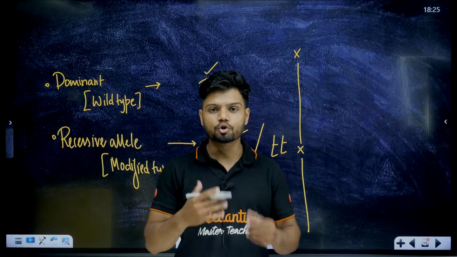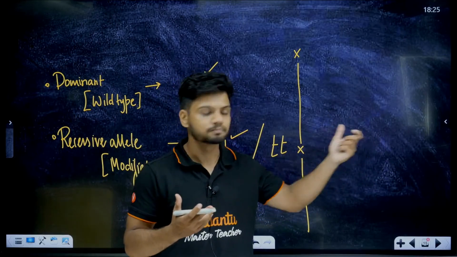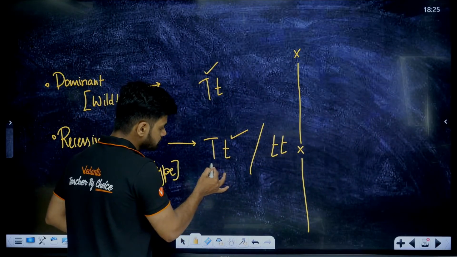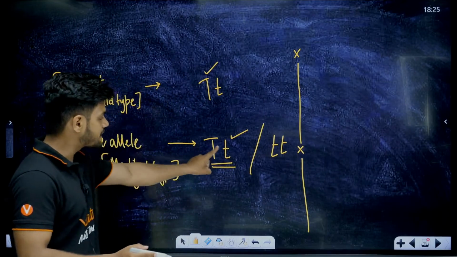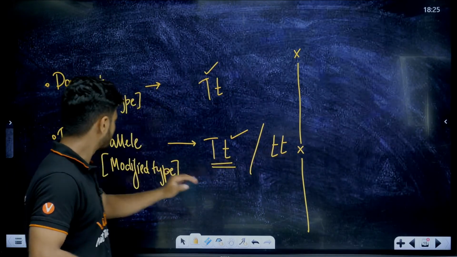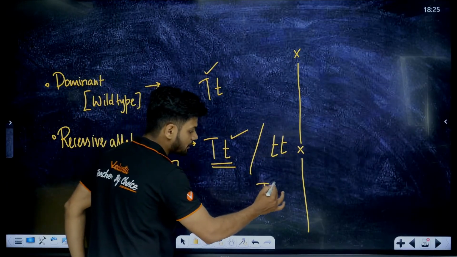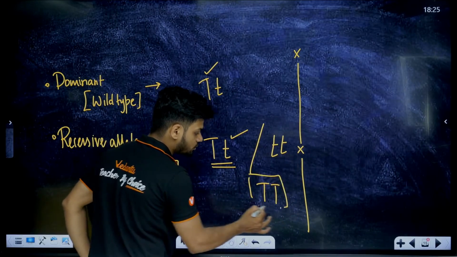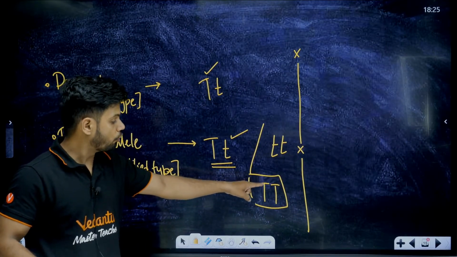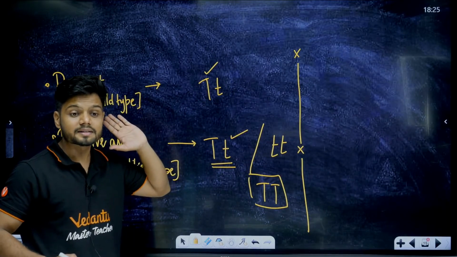These basics are going to be very important for you to understand your next step. To be able to solve numericals, you need to know what is homozygous dominant, heterozygous dominant. See, this is called heterozygous dominant. This is homozygous recessive. Capital T, this is homozygous dominant. It is going to be homozygous dominant, heterozygous dominant, and homozygous recessive in nature.